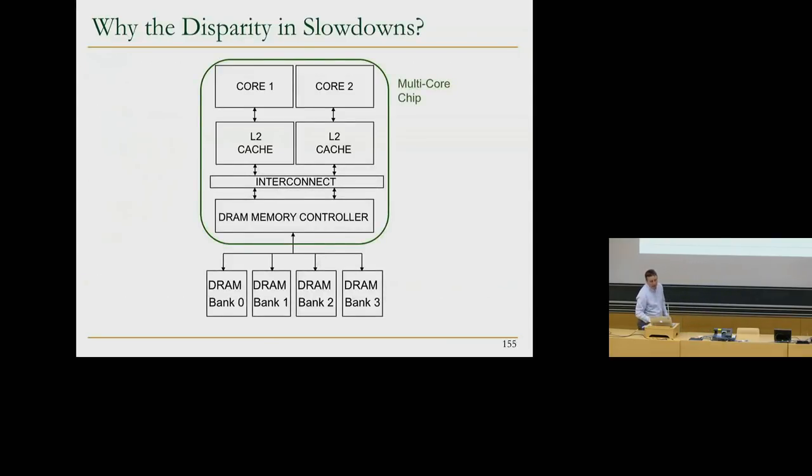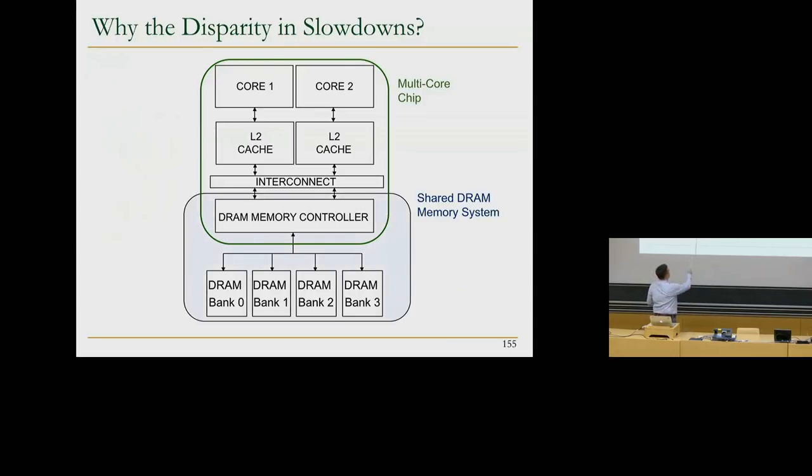So let's go back to the disparity in the slowdowns. This is the system that we were looking at. There are two cores. They have some cache. There is some interconnect. There is a memory controller. The green part is our big multi-core chip that the electrical engineering guys built for us. And outside there are multiple memory banks that are accessed and controlled by this memory controller. Now, this part of the system is being shared by the requests of these two cores.